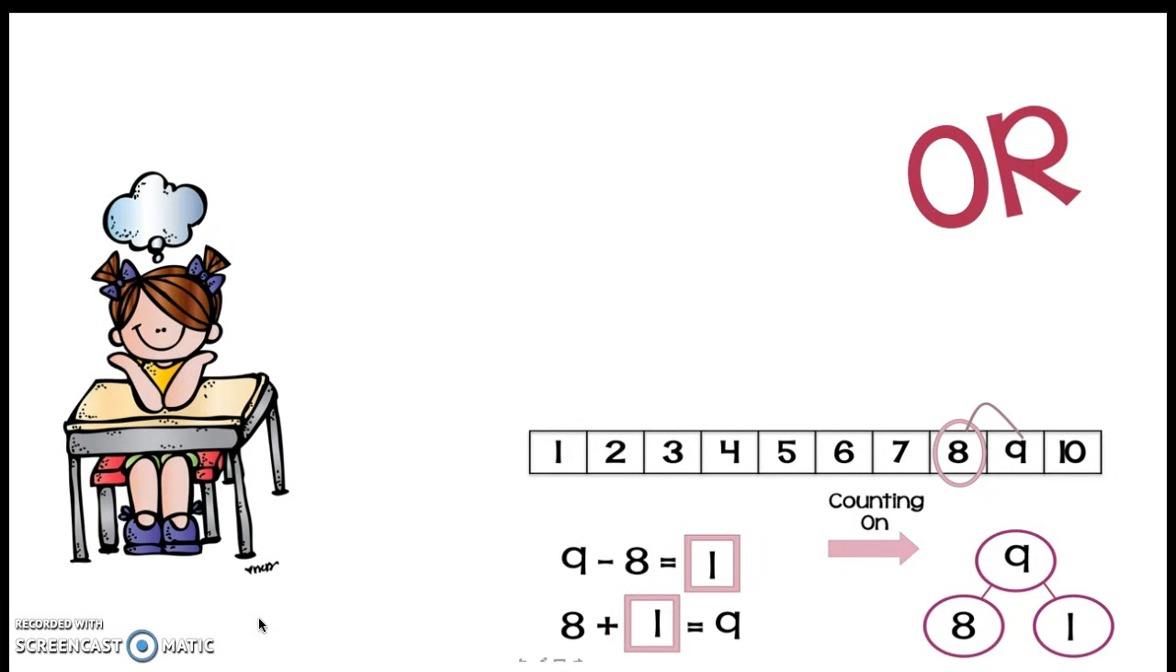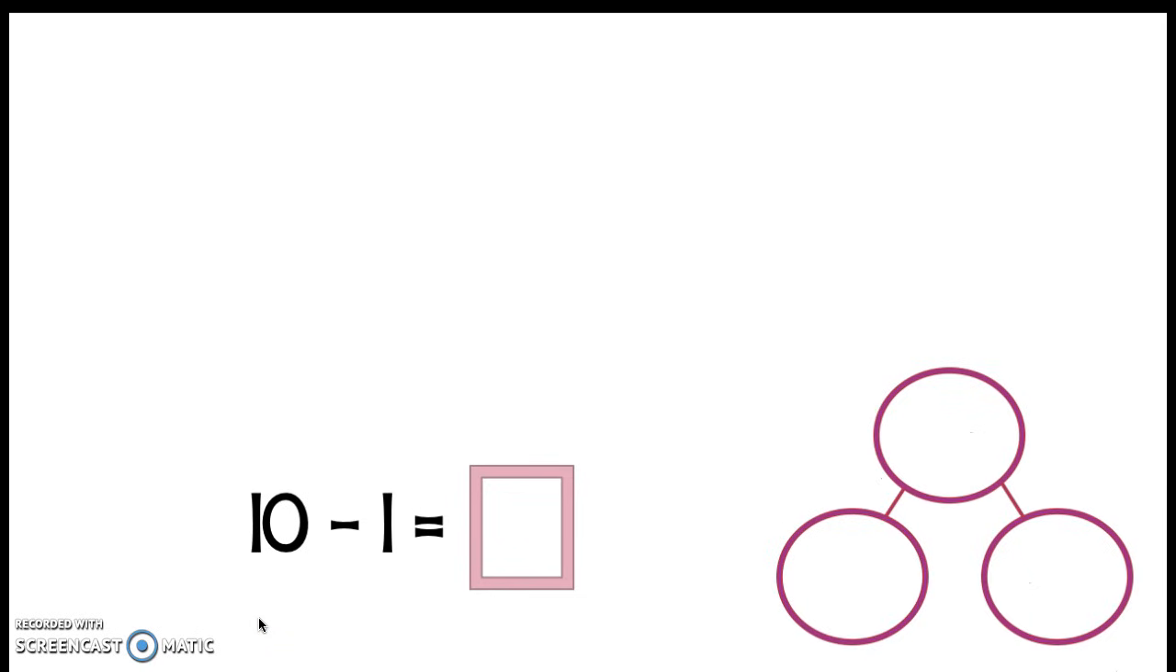All right, go ahead and erase your board. Now here we go. I know that you do not have a number path with you. If you do, great, but if you don't, I want you to just think about what you would do. I have 10 minus 1. Let's go ahead and fill this into our number bond. 10 minus 1. Well, which one is the whole amount, friend? Yeah, 10 is the whole amount. And that makes 1 a part.